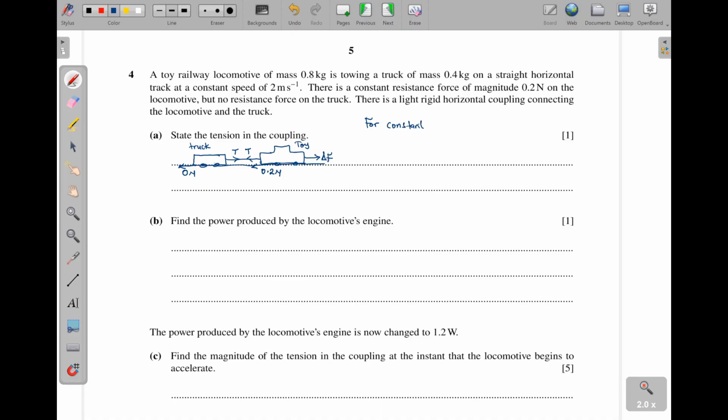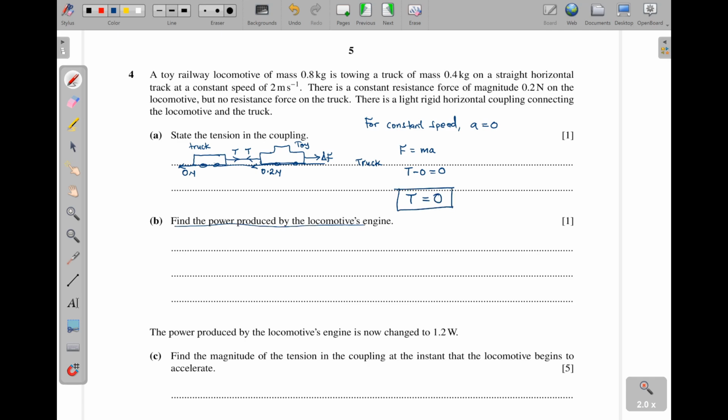So for constant speed, what do you know about this? Acceleration is equal to 0. So if we use F equals ma, when you look at the truck here, you are going to have the tension that is taking it forward minus the resistance, which is equal to, since acceleration is 0, the whole thing here is 0. Meaning that the tension is actually equal to 0, as simple as that.